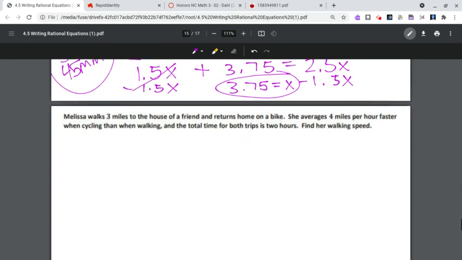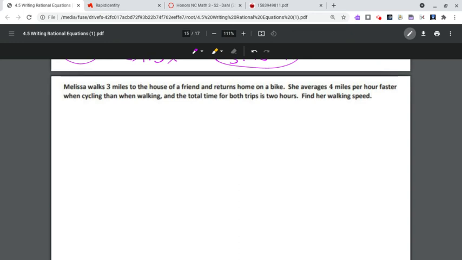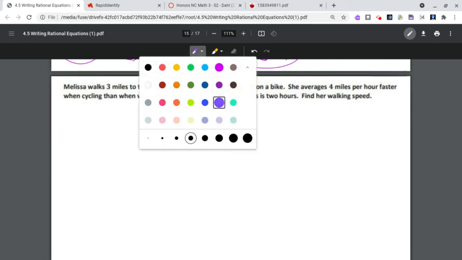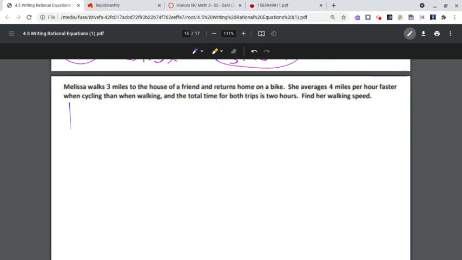All right, here we go. Next problem, a little different. Melissa walks 3 miles to the house of a friend and returns home on a bike. She averages 4 miles per hour faster when cycling than when walking. The total time for both trips is 2 hours. Find her walking speed. Okay, so for this type of problem, we're going to utilize the distance formula.